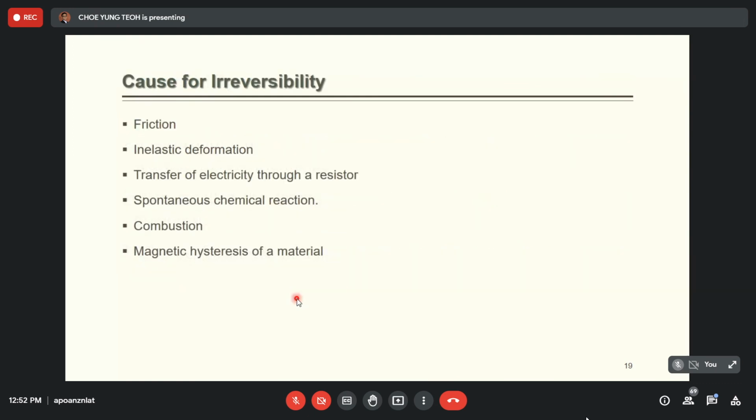These are the causes of irreversibility in general: friction, inelastic deformation, transfer of electricity through a resistor, spontaneous chemical reaction, combustion, and magnetic hysteresis of the material. This refers to the general irreversibility. But in terms of thermodynamics, in terms of heat transfer, the irreversibility will refer to the change of entropy, because of the difficulty of making the process happen due to the disorder of the molecules.